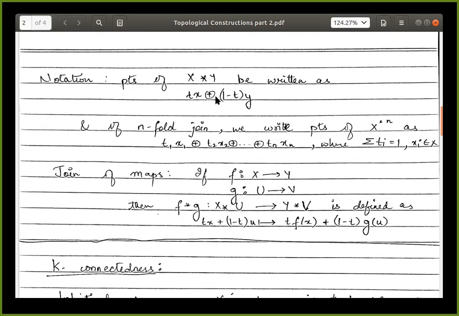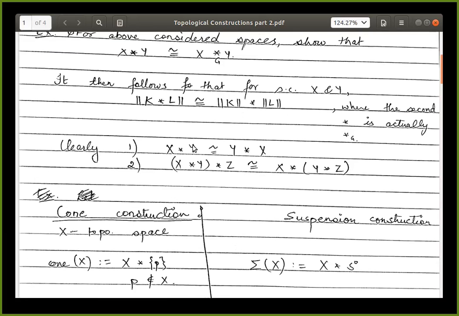And similarly, you can have the notation for the n-fold join to be t1x1 direct sum t2x2 direct sum t3x3 and so on till tnxn, such that all these ti's sum up to 1 and these xi's are coming from the space x. So this is the n-fold join of the space x, and this is how the points of the space are denoted. So note that if you have this notation, the x join y as a space is not equal to y join x. We know that they are homeomorphic as spaces, but they are not equal.